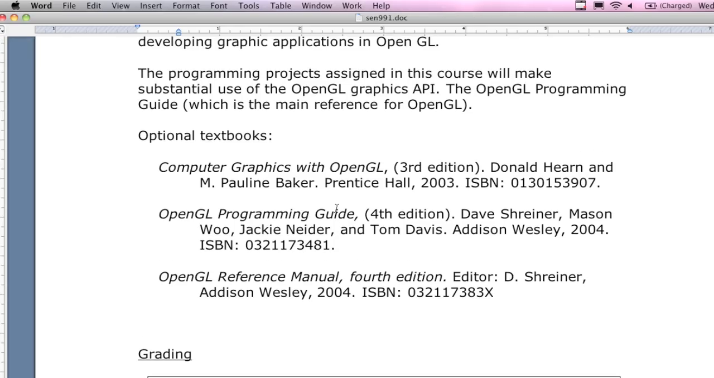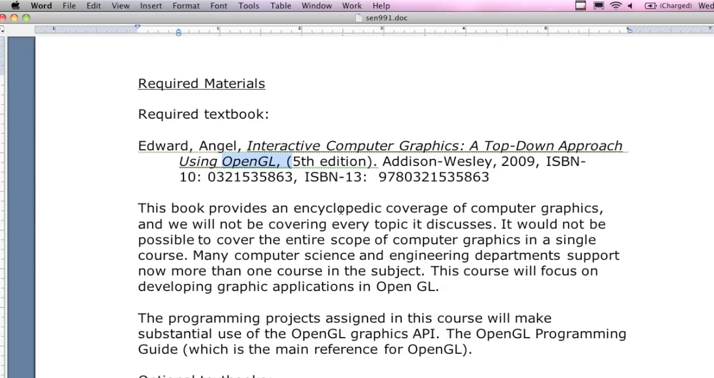There's some optional books here. Don't run out and get any of the books. They're all related to OpenGL, by the way, and I just told you at the beginning of this lecture that I'm not going to do OpenGL for this class. So that doesn't make any sense. I should really edit this syllabus and take out the books.